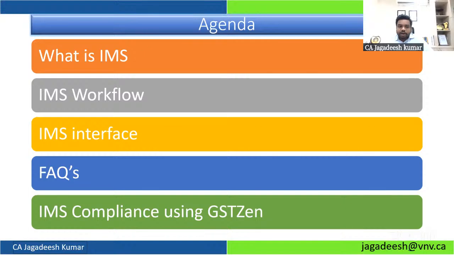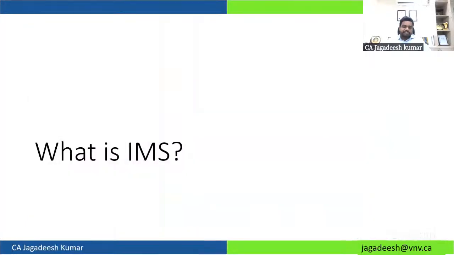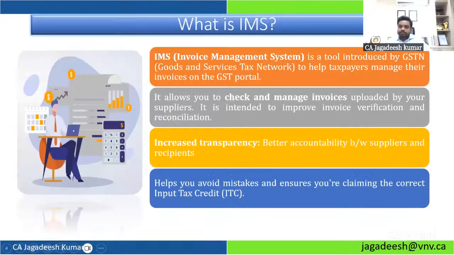Then we'll see how it will impact our GST returns, GSTR-2B as well as 3B. At the end, we'll see the practical FAQs on how it will affect our GST returns, and how IMS compliance can be done using the GSTZen software. So now coming to what IMS is. IMS is an invoice management system.